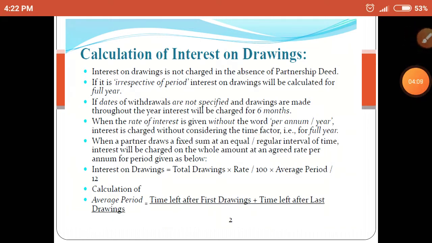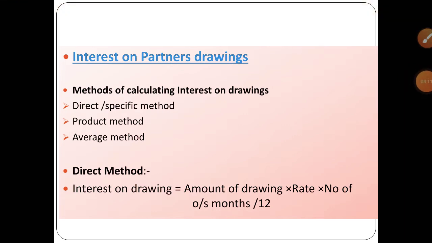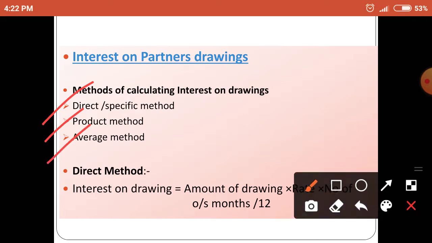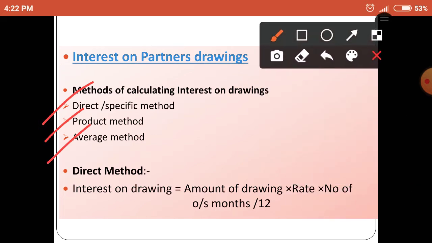Next, interest on partners' drawing can be calculated using different methods. The first one is the direct method, or you can say the specific method. The second one is the product method, and the third one is the average method. While calculating with the direct method, the formula you have to use is: interest on drawing is equal to amount of drawing into rate of interest into number of outstanding months into 1/12.